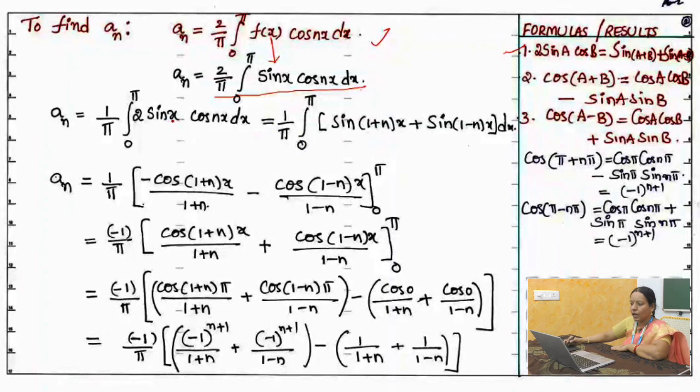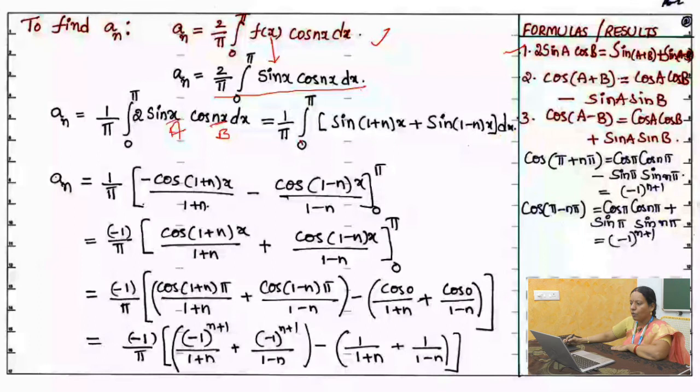Here a is 1 and b is n. So, sine of 1 plus n into x plus sine of 1 minus n into x dx.